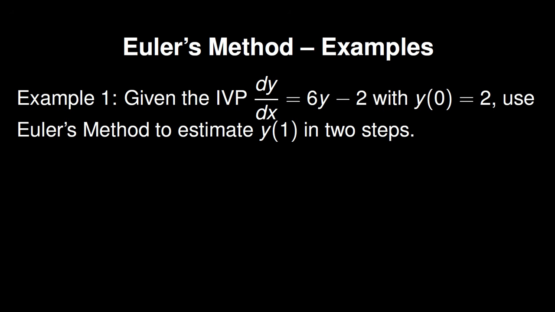In the first example, we're given the IVP dy/dx is equal to 6y minus 2 with the initial condition that y(0) is equal to 2. And we're asked to use Euler's method to estimate y(1) in 2 steps.